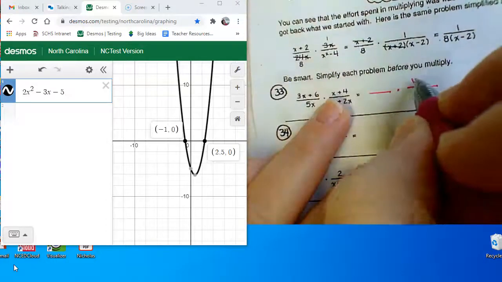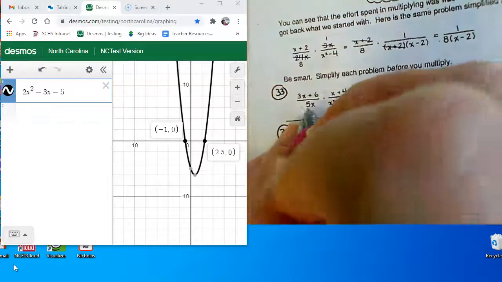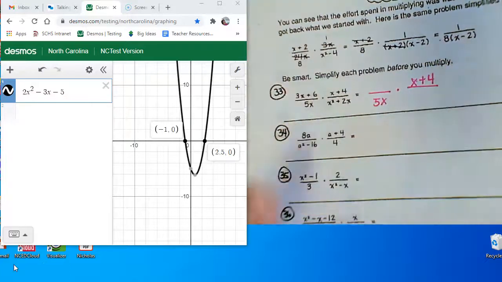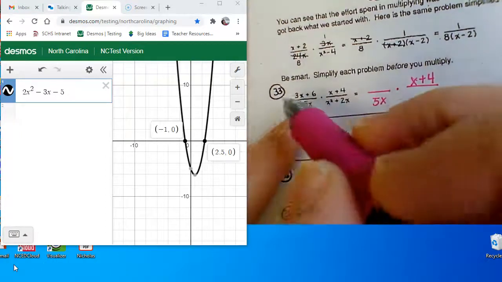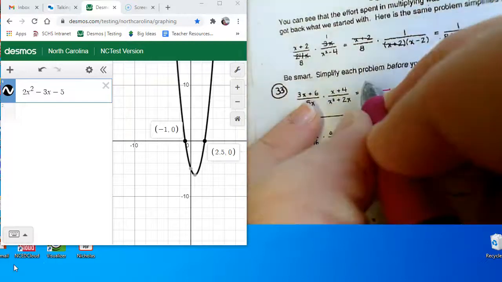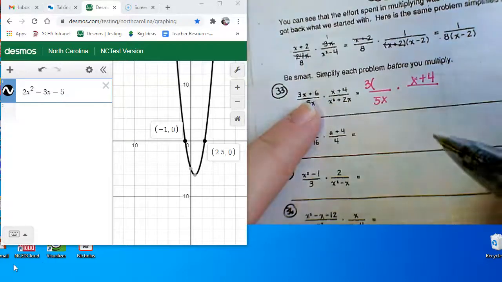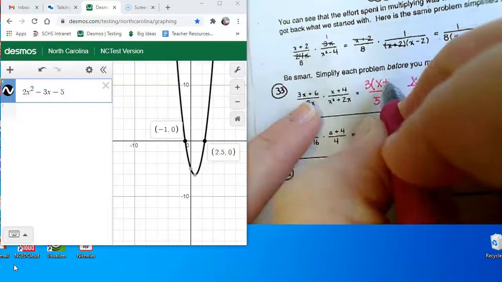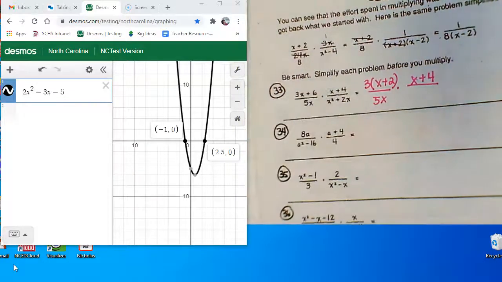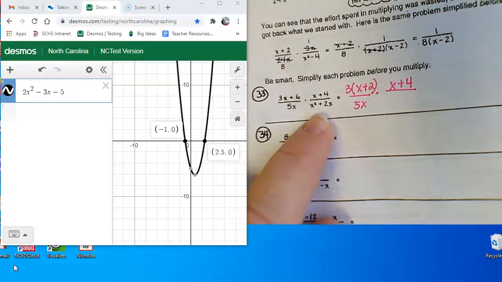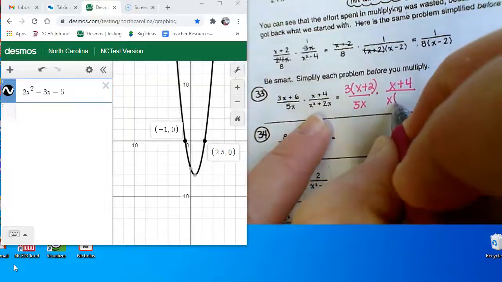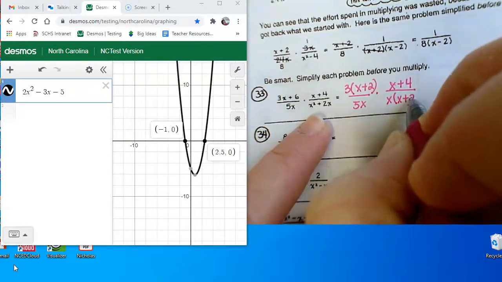the x plus 4, I'm going to leave that. And the 5x, I'm going to leave that. Okay? But there's a greatest common factor on the other two places. For example, there's a 3 in common here, so I can factor out a 3. And when I do that, I'm left with x plus 2. On the bottom here, I can factor out an x, because they both have an x in common. And I'm left with x plus 2.